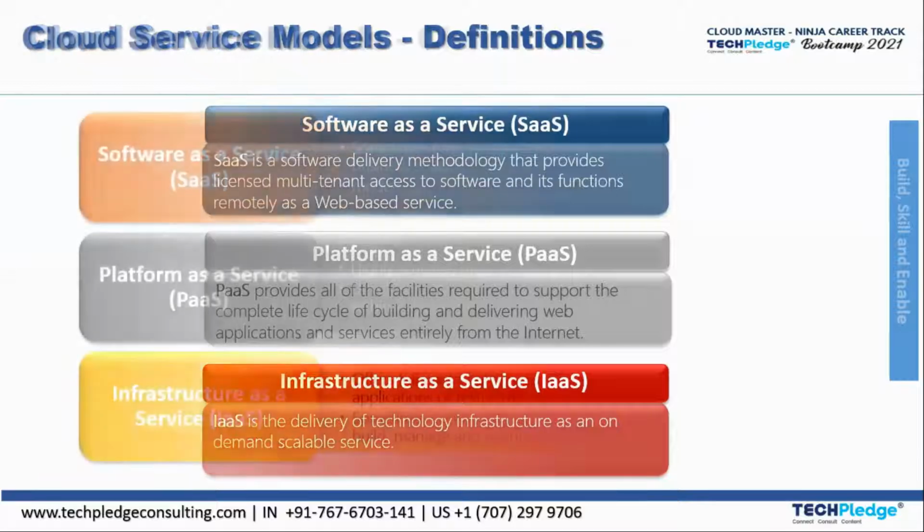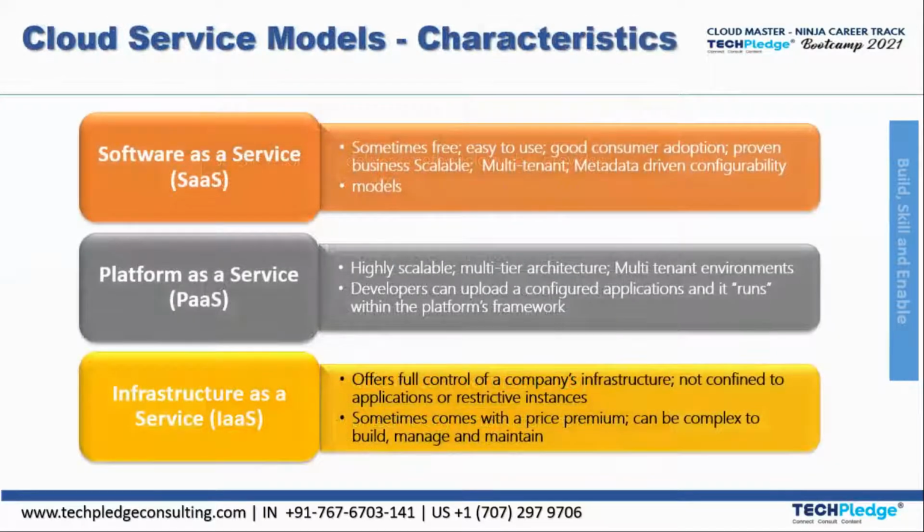So moving on to the next, we come to know what the features are, like what features all these three types of services provide and what characteristics they hold. So the first, software as a service, provides: it's sometimes free, it is very easy to use, good consumer adoption, proven business, scalable.